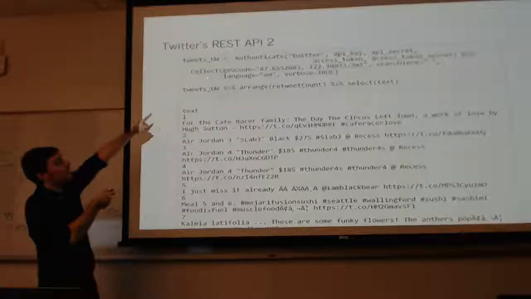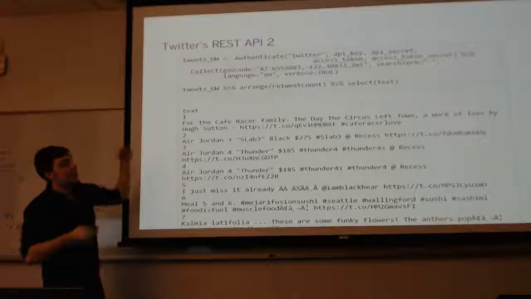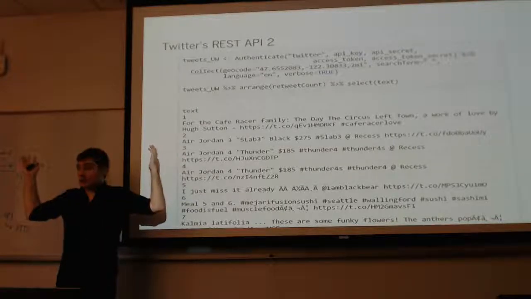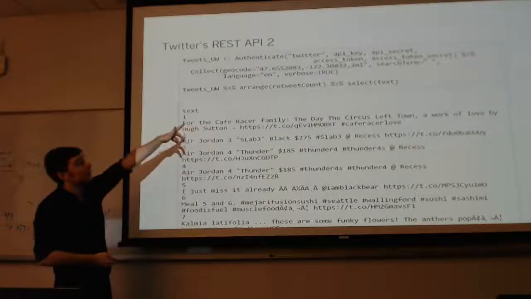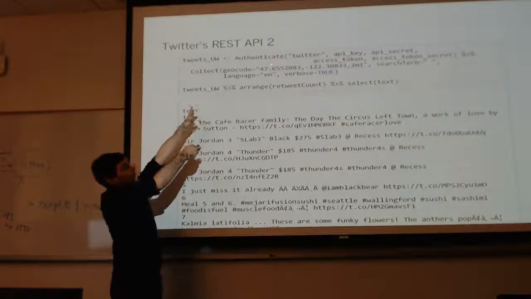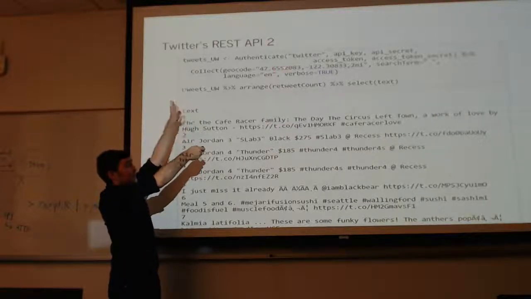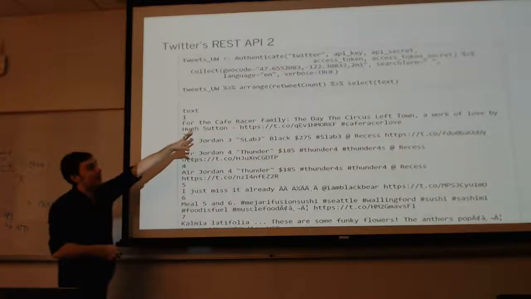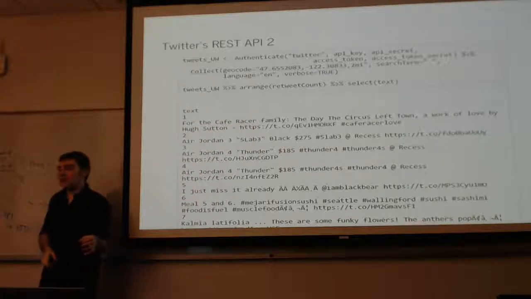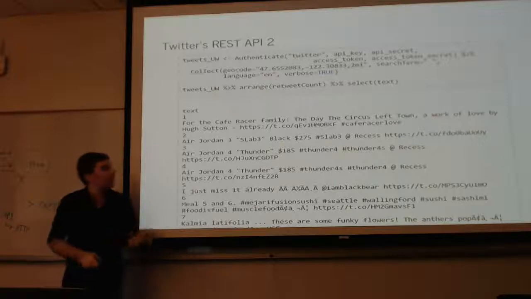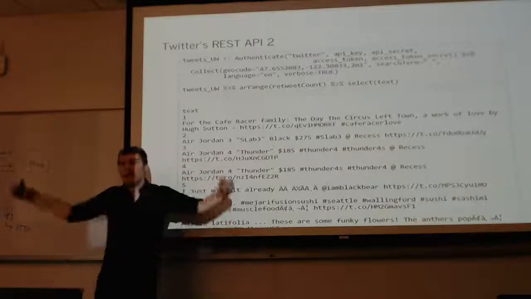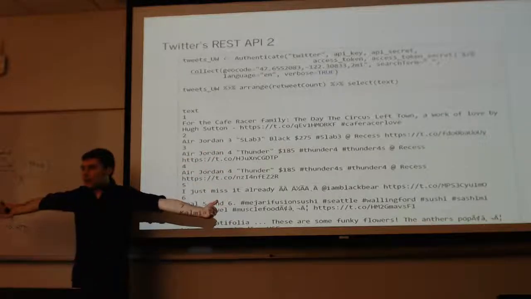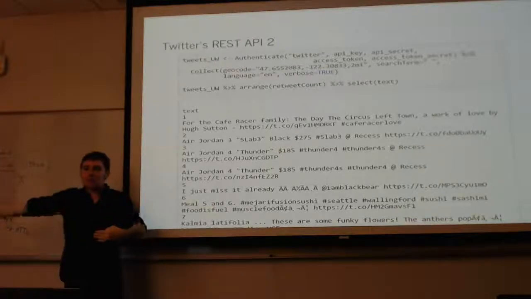Then I said collect geocode equals latitude and longitude. So I'm saying I would like to collect tweets around 47.6552083 degrees at negative 122.30833. That is like dead center, I think, on Mary Gates Hall in UW. And in a 2-mile radius of that area. So that's a pretty big area, but it's all around.